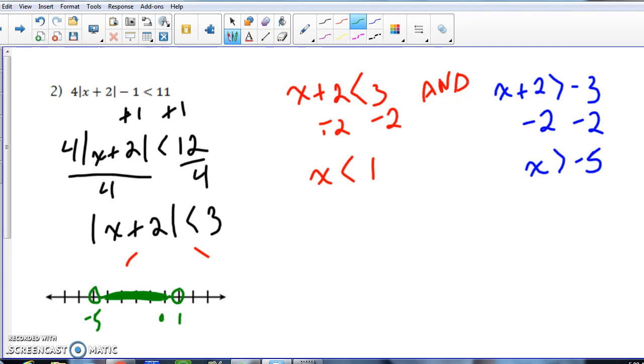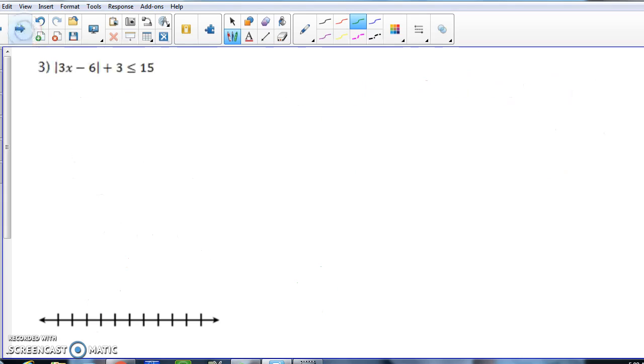Again, if I look at this interval notation, it's from the graph itself. This answer starts at -5. The open circle gives me some parentheses, and it ends at +1. Okay, so what I want you to do is try number 3. So go ahead and pause the video, try it, and then check it with me.